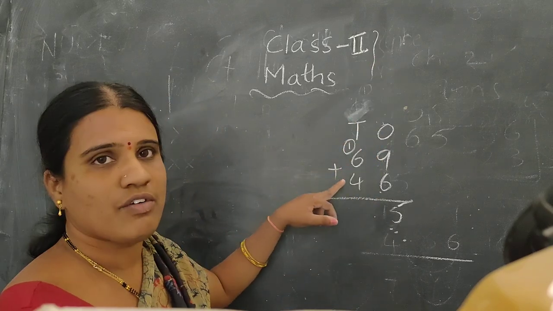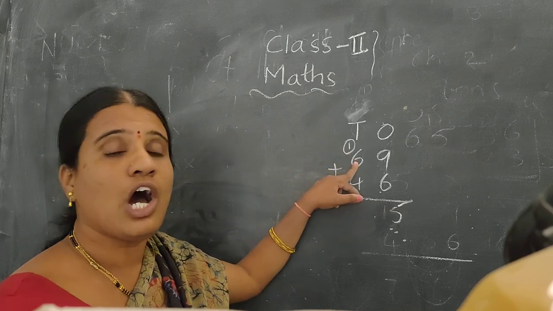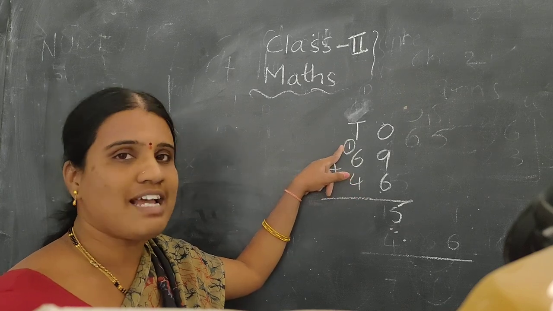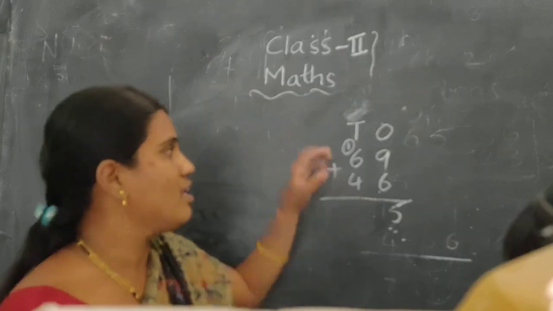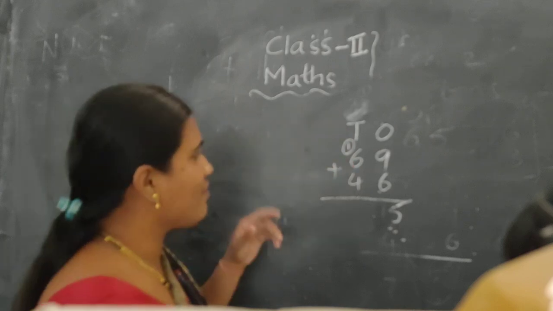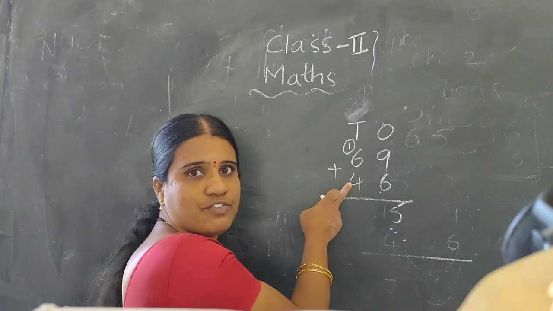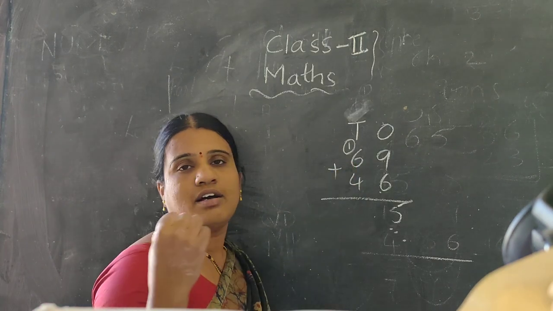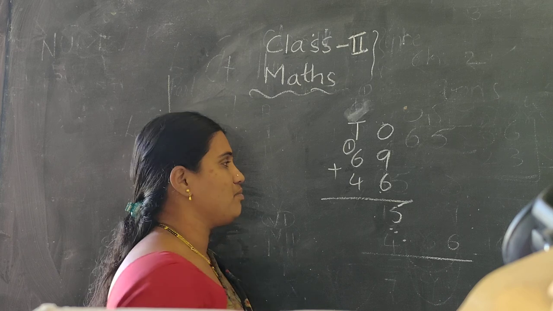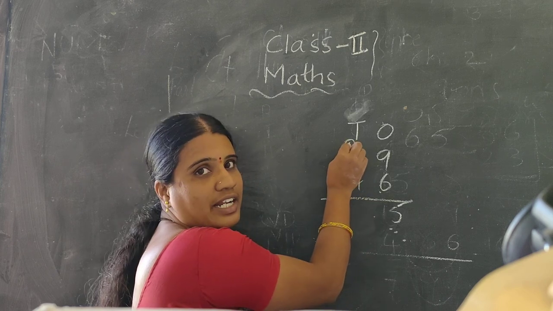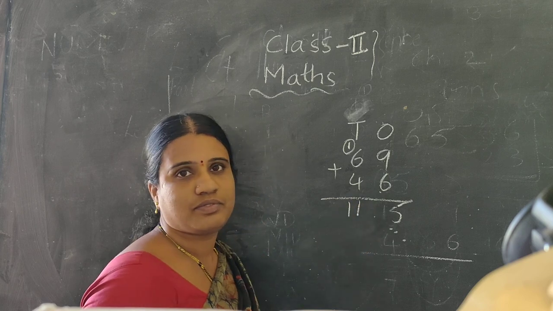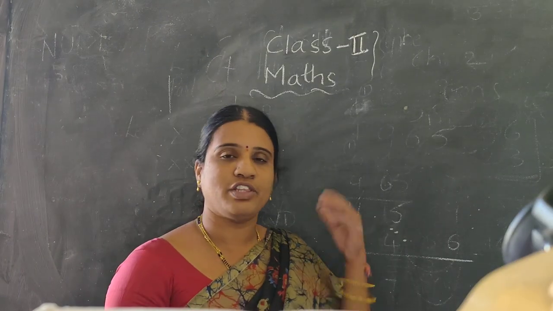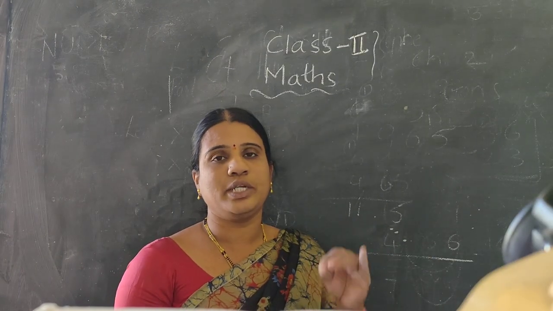So in the tens place the carry is 1, 6, 4. So 1 plus 6, 7. Then after 6 you have to count 4 digits: 6, 7, 8, 9, 10. So 10, again the carry is 1. 10 plus 1, 11. Like this way you have to do the additions of carry numbers, without carry and with carry, 1 digit, 2 digit, 3 digit numbers.